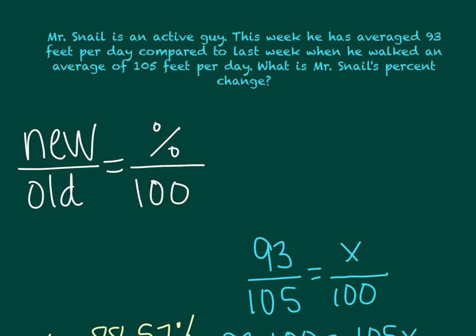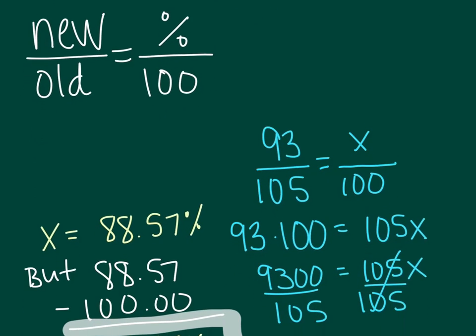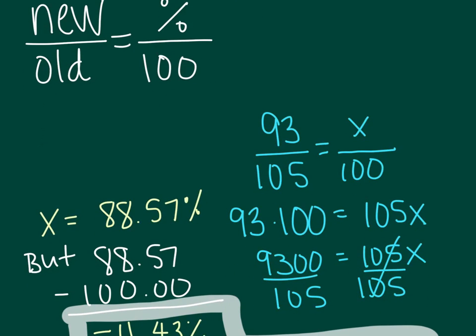So I'm going to set this problem up the same way by using my new over old compared to percent over 100. And so I find that the new average for Mr. Snail is 93 feet this week, and his information from last week was 105. So 93 over 105 feet compared to x over 100.